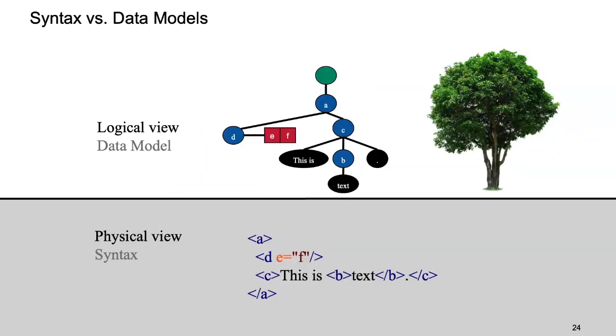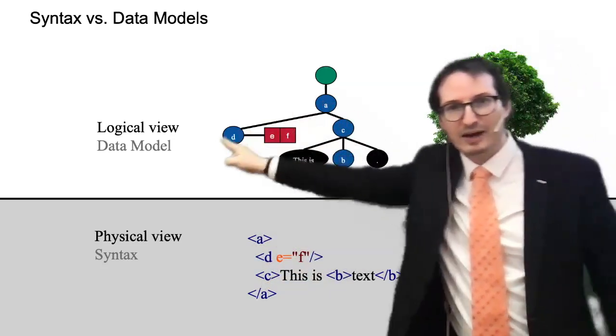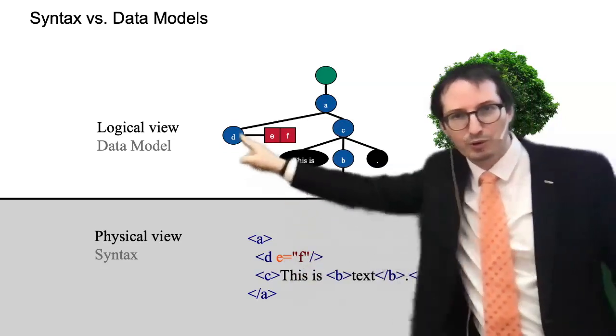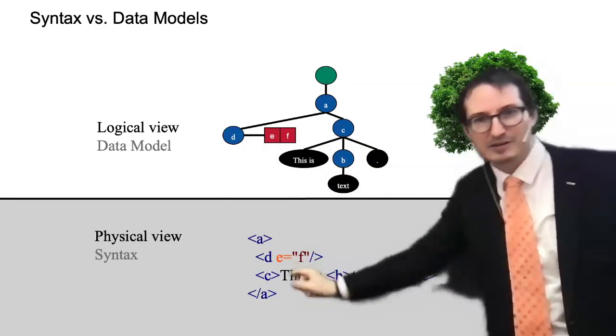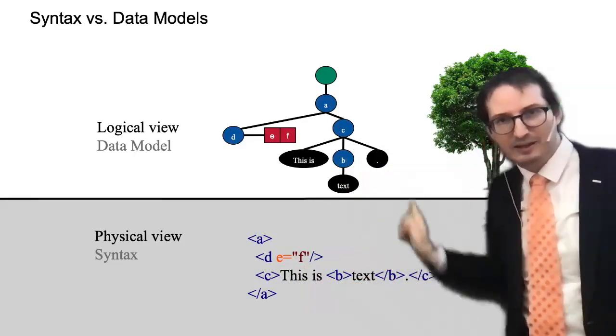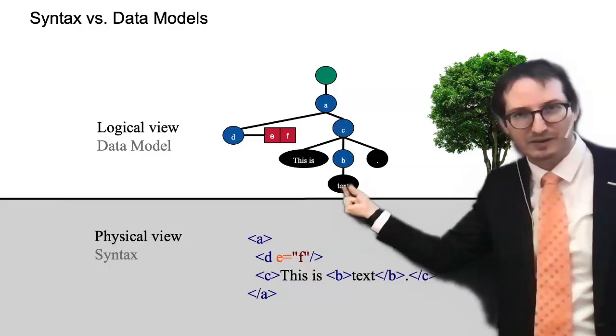So this would be some XML document. And you can see the correspondence between the two. You have the element A right here that corresponds to this, that has D and C as children. D has an attribute that I put like this here in red. Then C has this, that's text. Then there is an element B. And then there is the dot. And the element B has itself text inside, right?